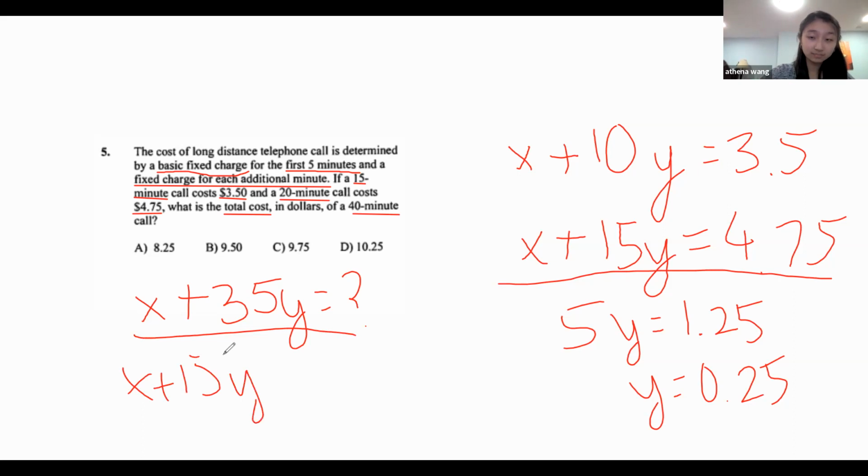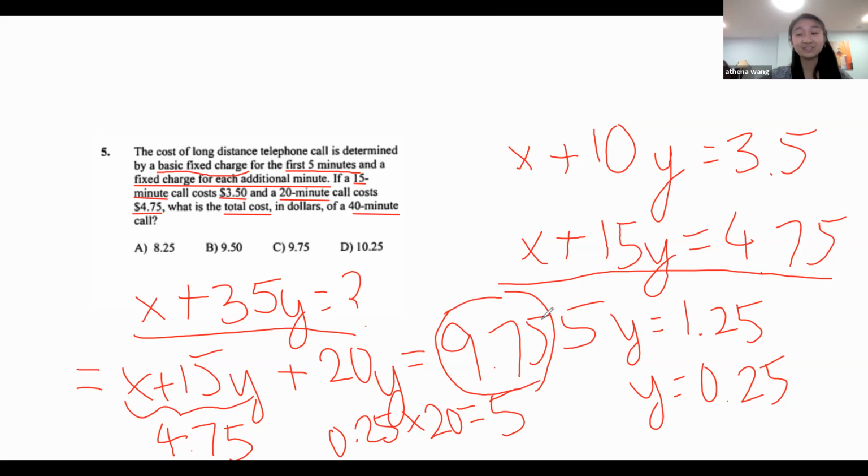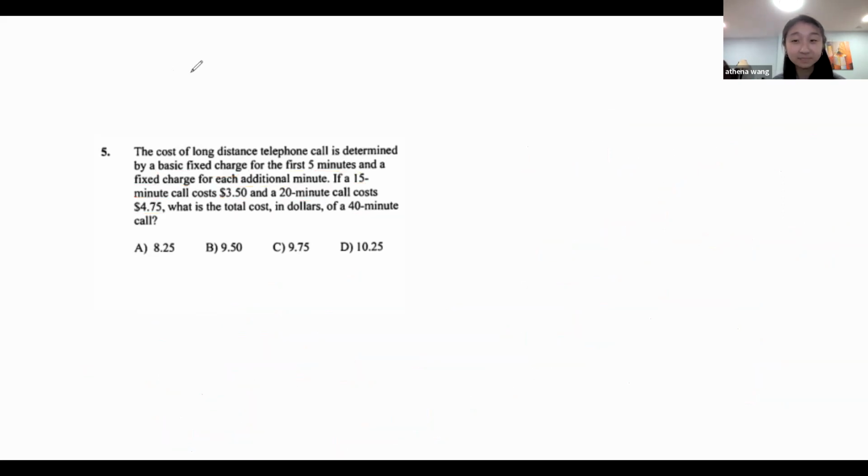Plus 20y is what we want to find. So that is convenient. So we have that this is $4.75. And then this is just 0.25 times 20. So this is just $5. So this gets our answer of $9.75. Sorry, I am writing kind of big, but you should know how I got my answer now.